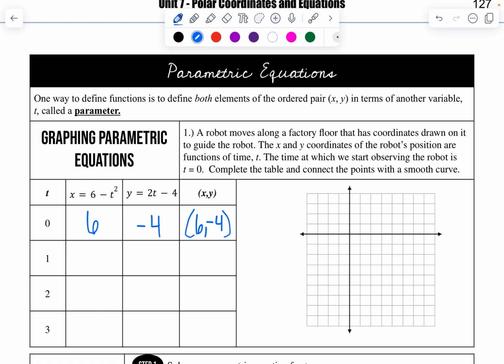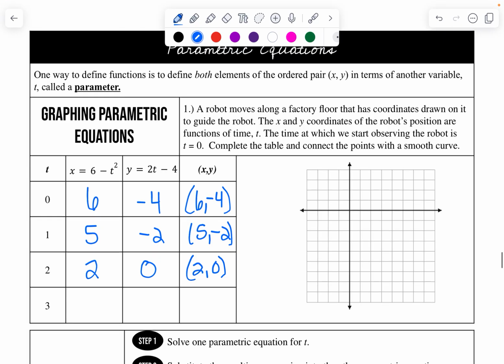But I do recommend for these you fill in the whole table first, just so you know what you need to count by to make things fit on your grid. So if we plug in 1, 1 squared is 1, 6 minus 1 is 5, 2 times 1 is 2, take away 4 gives us negative 2. If I plug in 2, 2 squared is 4, 6 minus 4 is 2, 2 times 2 is 4, minus 4 is 0, and so we get 2, 0. If I plug in 3, 3 squared is 9, 6 minus 9 is negative 3, 2 times 3 is 6, take away 4 gives us 2, and so we get negative 3, 2.